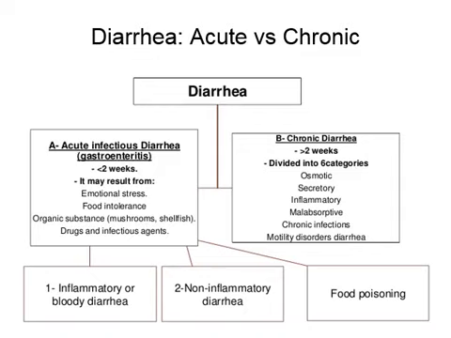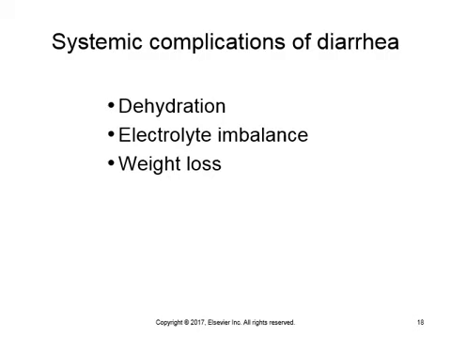With chronic diarrhea, it's diarrhea that lasts for more than 2 weeks, and in this slide there are actually 6 categories listed. 4 of them you've already seen. The other 2 that have been added are related usually to chronic underlying disease. Diarrhea, both acute and chronic, can lead to dehydration, electrolyte imbalances, and weight loss.